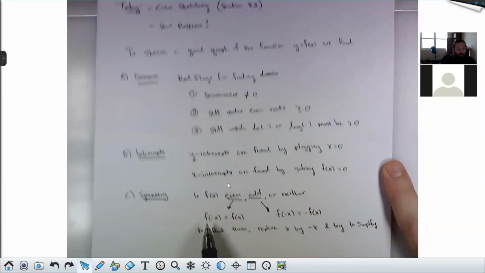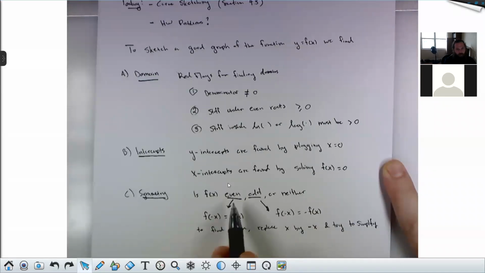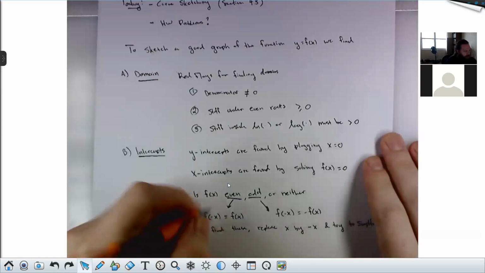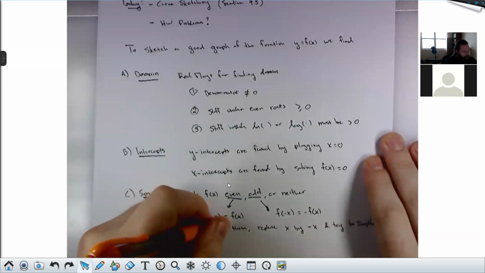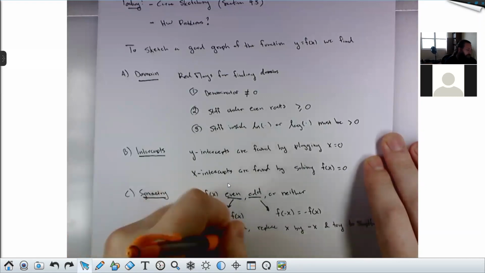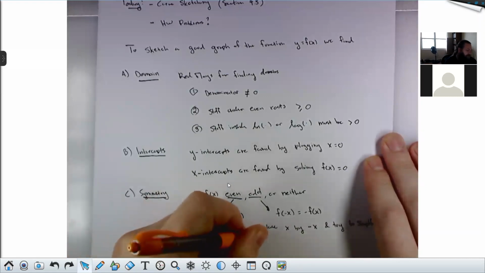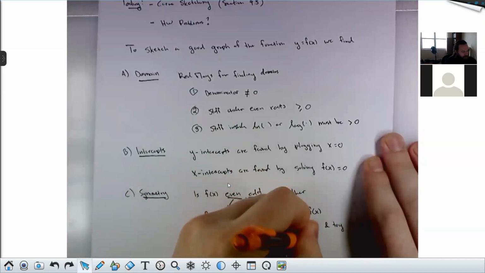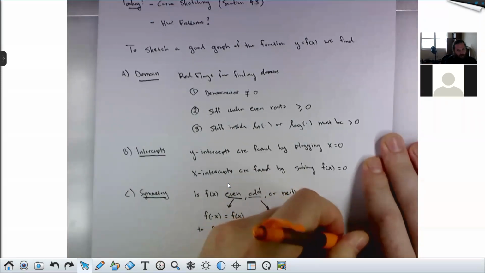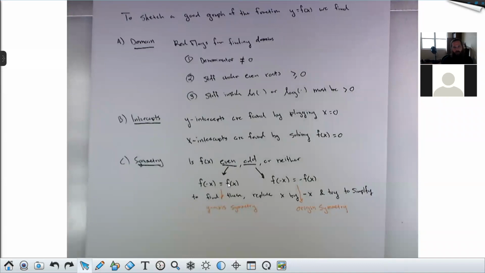If you're able to simplify f of negative x to regular old f of x, then you have an even function. And if you're able to simplify f of negative x to negative f of x, you have an odd function. And each of these come with their own symmetry. If you have this, then you'll have y-axis symmetry. And if you have this, you'll have origin symmetry. And these are all terms you should be familiar with from pre-calculus, but I'll try to look at an example of each.